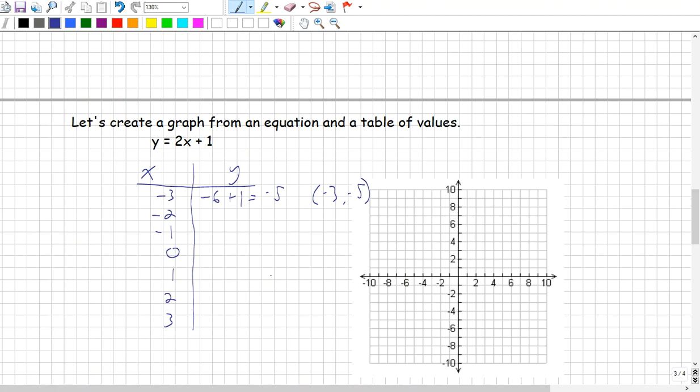We could say, okay, I'm going to go back. Remember, this is my x and this is my y. So I go back 1, 2, 3 to -3. And then I go down 1, 2, 3, 4, 5 to -5. And I put my first point.